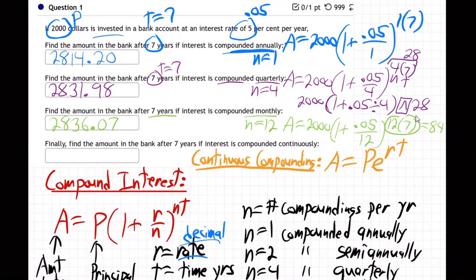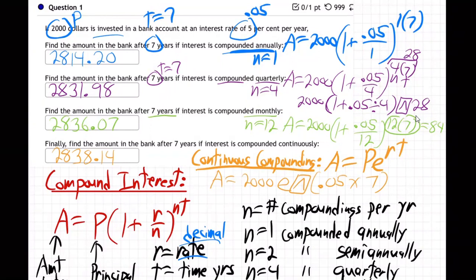So the amount will be, the principal again is 2,000, e to the power of R times T. What's R? R is still 5% times T, which is still 7 years. There's what you type into your calculator. Use the up arrow or the power button right there, e to the power. So 2,000 times e to the power of 0.05 times 7. I'm getting 2838.14 cents. 135, so rounds to 14. So that's even a little higher.